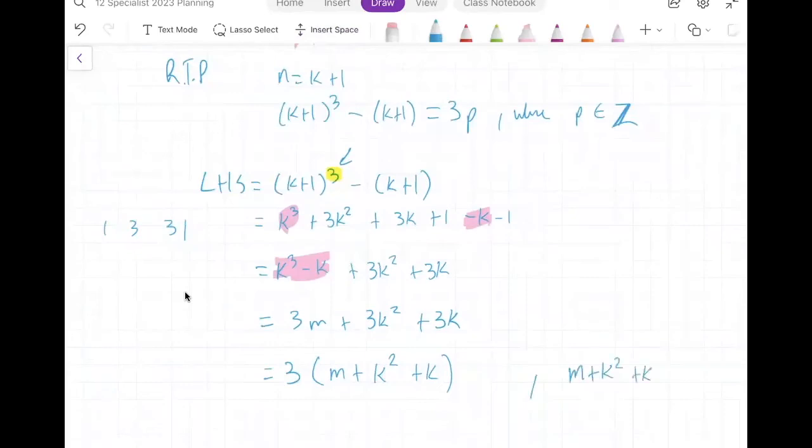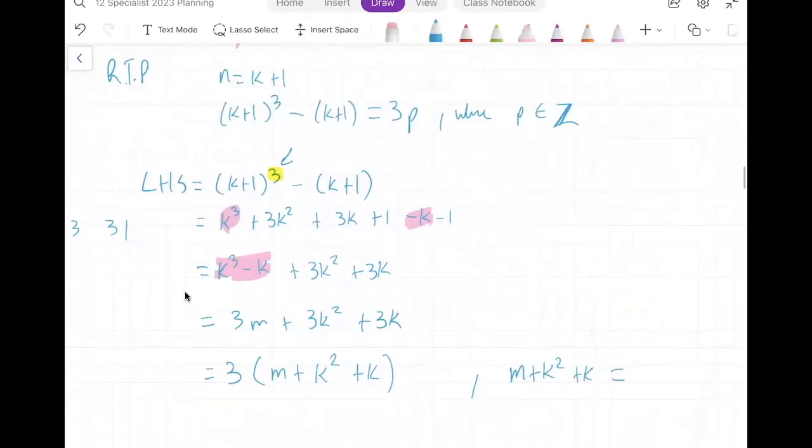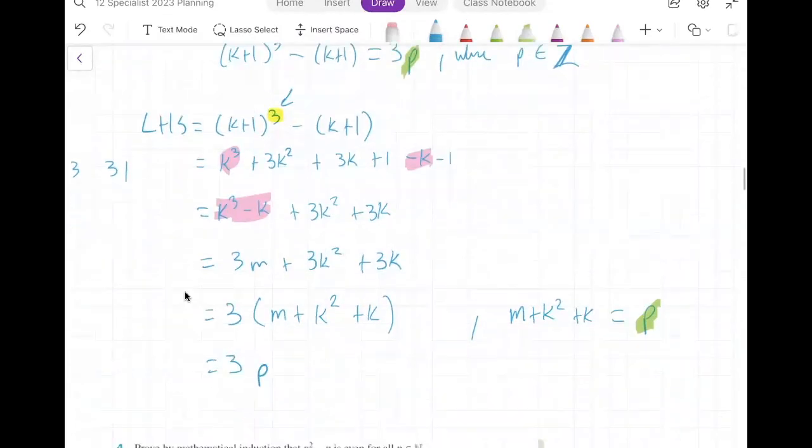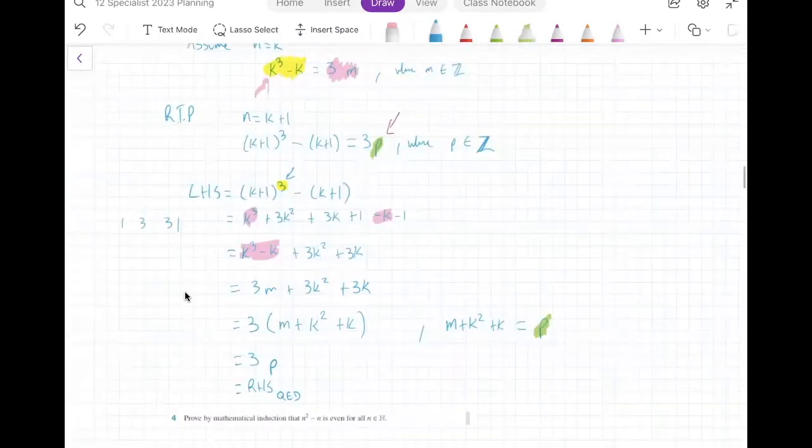Because I'm going to get an integer as my solution, I can say that m plus k squared plus k is going to be equal to, now I can pick any letter, I'm going to pick p simply because I used p here. So if I put p in here, this is going to equal 3p. I don't necessarily need to do this explanation part either, because I've already established that p is some whole number, and I know that this is just going to give some whole number. You're communicating that answer by simply writing down my whole number here. So now you can see this equals 3p, which equals my right-hand side. So that is my proof with divisibility.